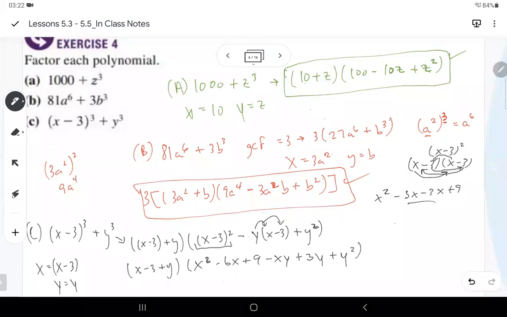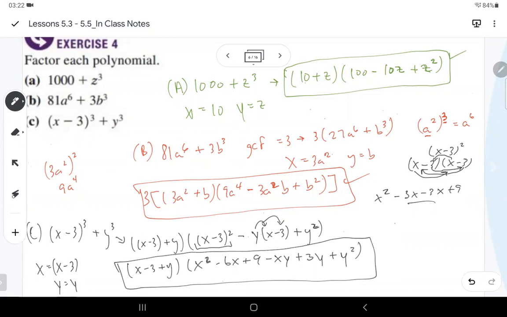I don't think anything else can come together. No, it cannot. So that very long thing is your answer. There's a chance you'll have one of these or something similar to it. We'll see. It just depends on the other problems that I have to choose from for your test.